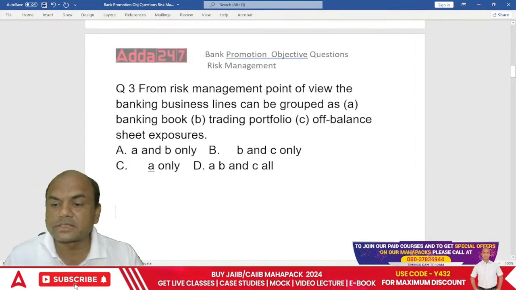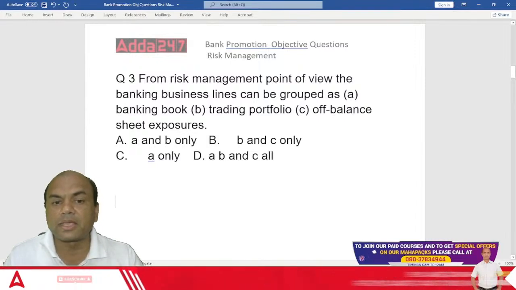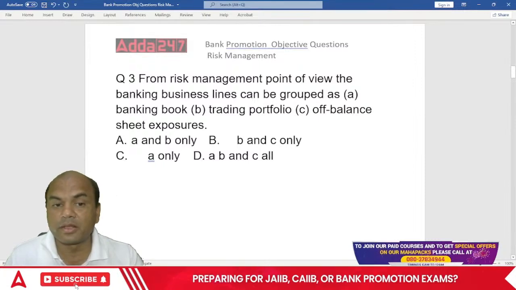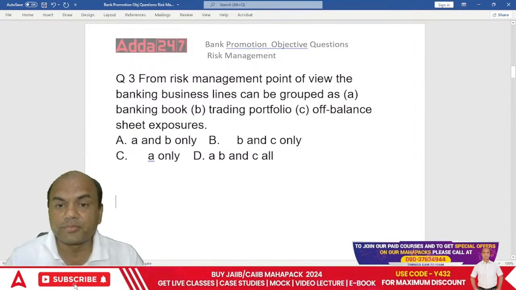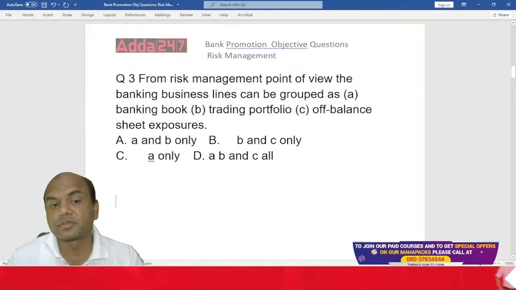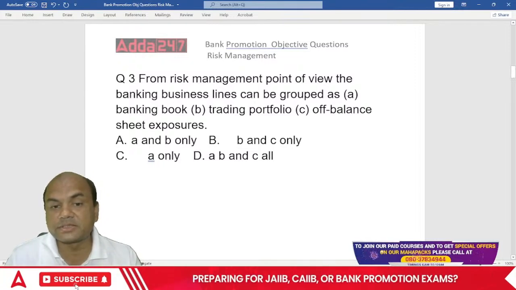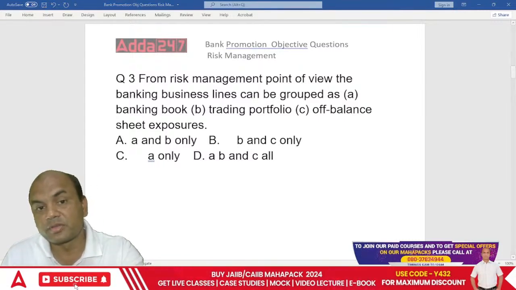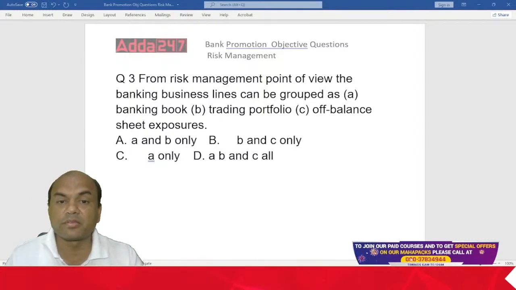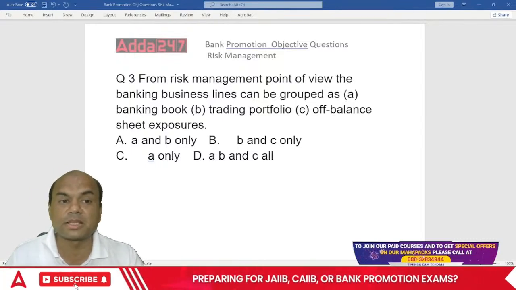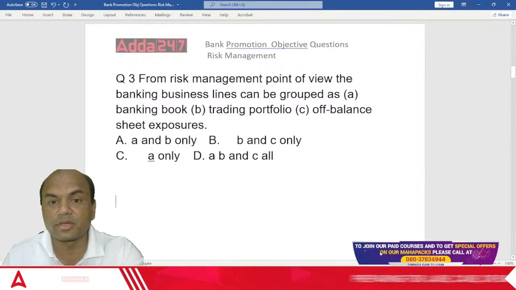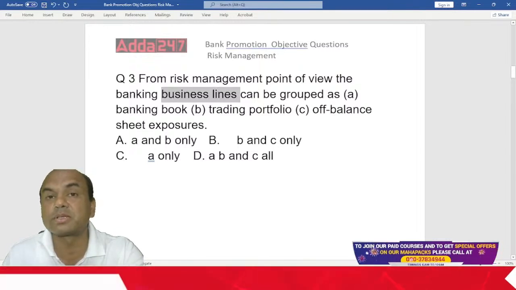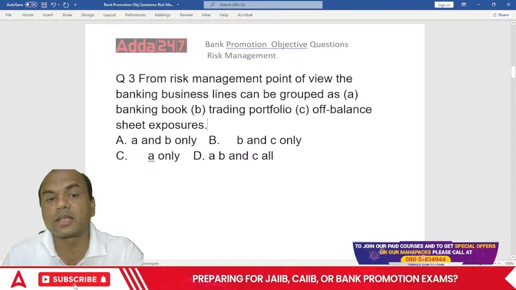Third one. From the risk management point of view, the banking business line can be grouped as: A, banking book; B, trading book; C, off balance sheet exposures. So A and B only, B and C only, A only, or A, B, and C all. From the risk management thought process, what does a business line mean? Whatever businesses are there in banking. So they can be grouped under what?